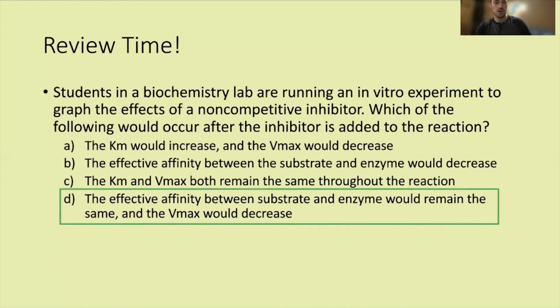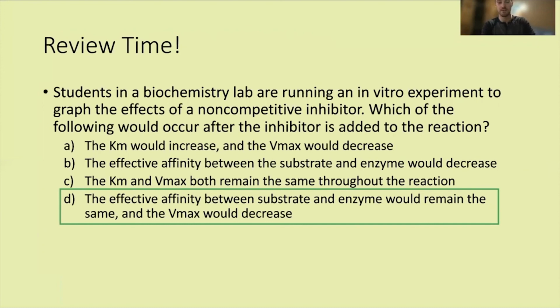So for A, the Km would increase and the Vmax would decrease. That's not correct because the Km is not increasing. The Km is remaining the same. B is incorrect. The effective affinity between the substrate and enzyme would decrease. That's incorrect because effective affinity is inversely related to Km. So Km we know is staying the same. So the effective affinity is also going to stay the same because that binding hasn't been affected.